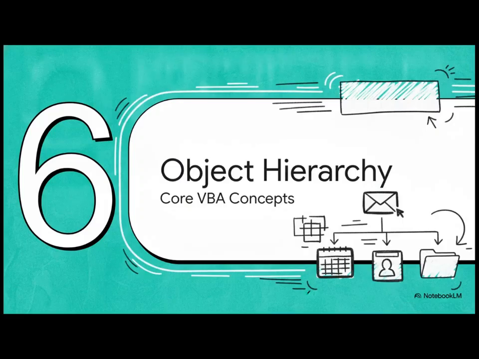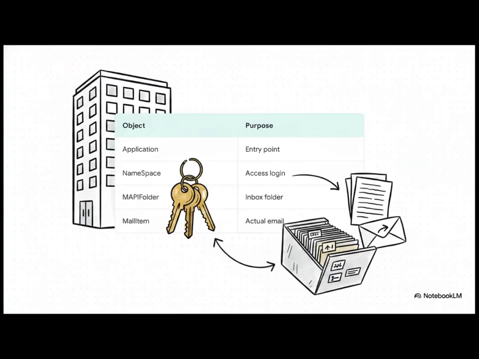Finally, Section 6, the Outlook Object Hierarchy. Okay, to really understand how to command Outlook, you just need to grasp its mental model. And honestly, it is exactly like physical office storage. The application object is the root. It's literally the physical office building itself.